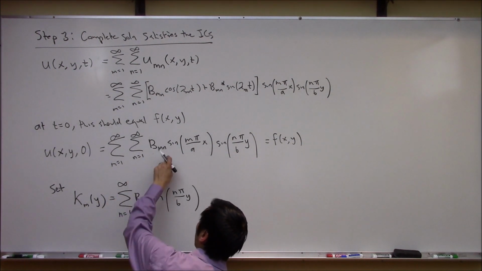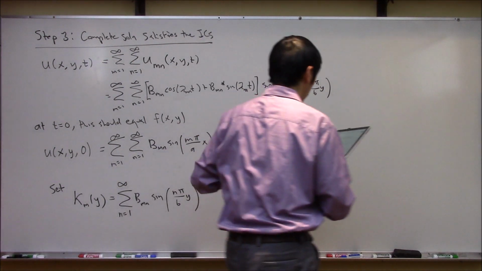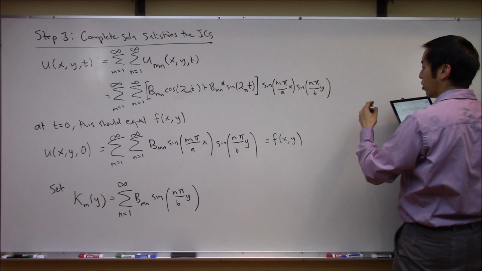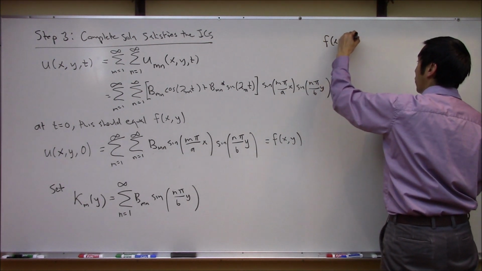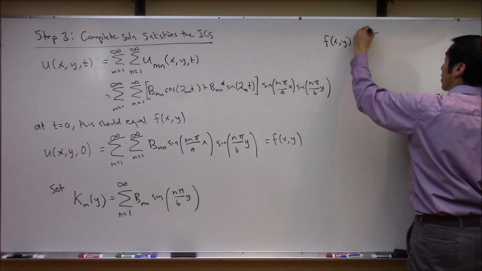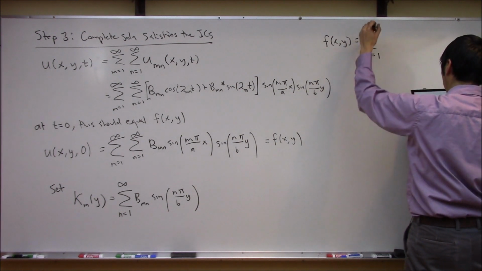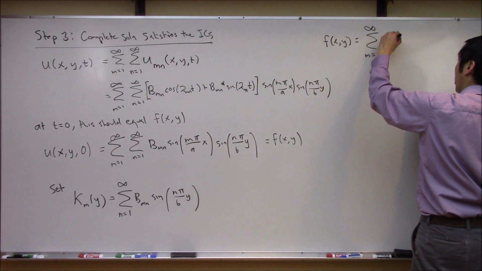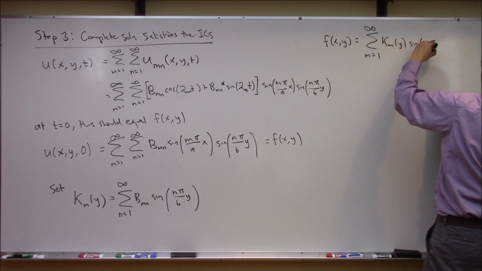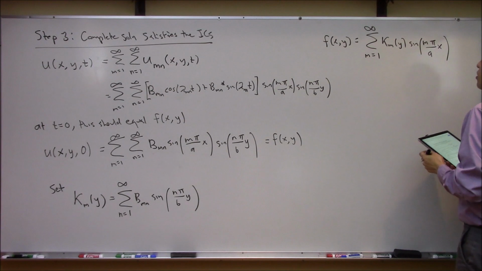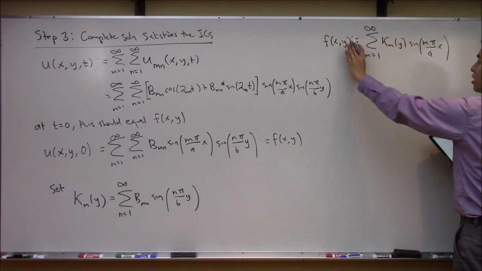If so, I can rewrite this double infinite series like this. Let's write it over here to get ourselves a little bit more space. So we have the whole thing. This is going to equal f of x, y, right? This thing now looks like summation from m equals 1 to infinity of k_m of y sine of m pi over a x.